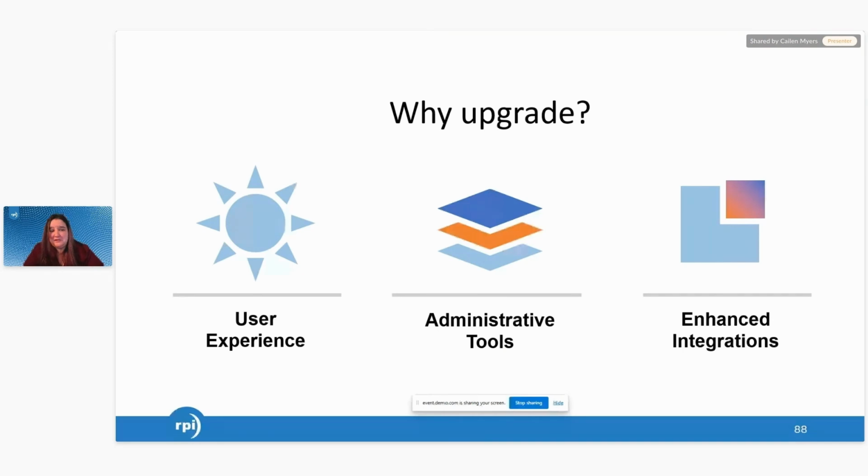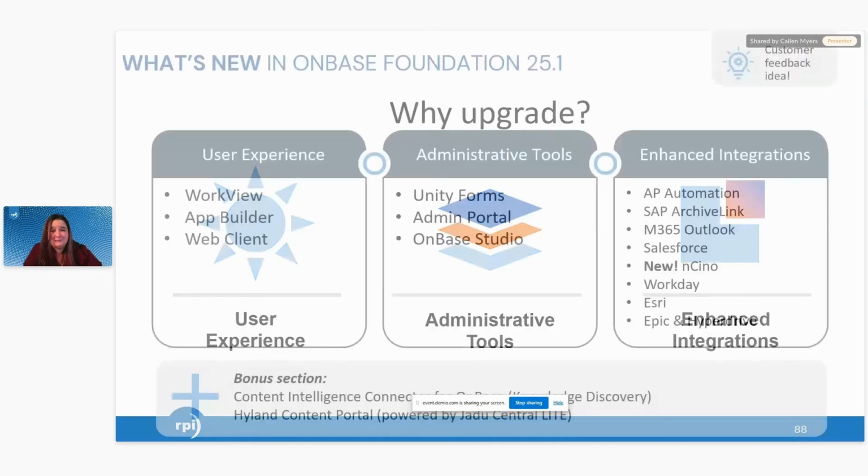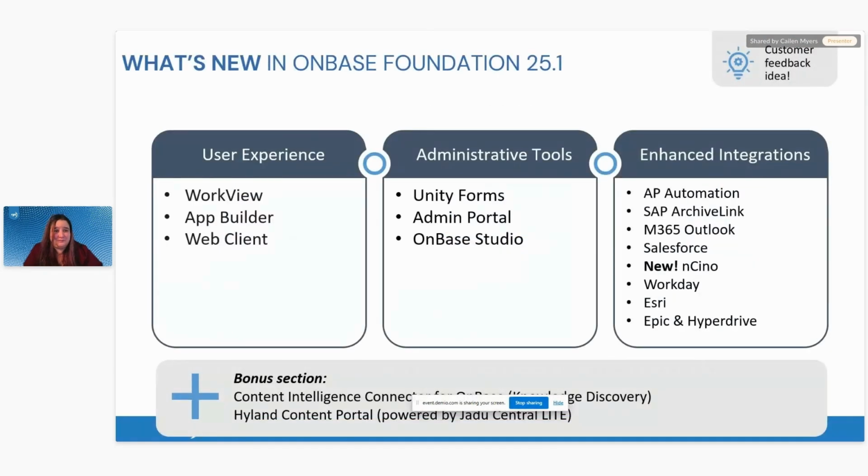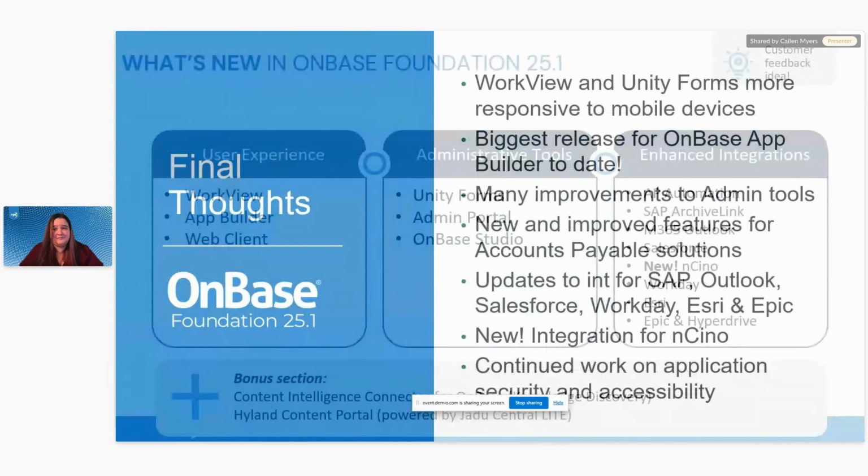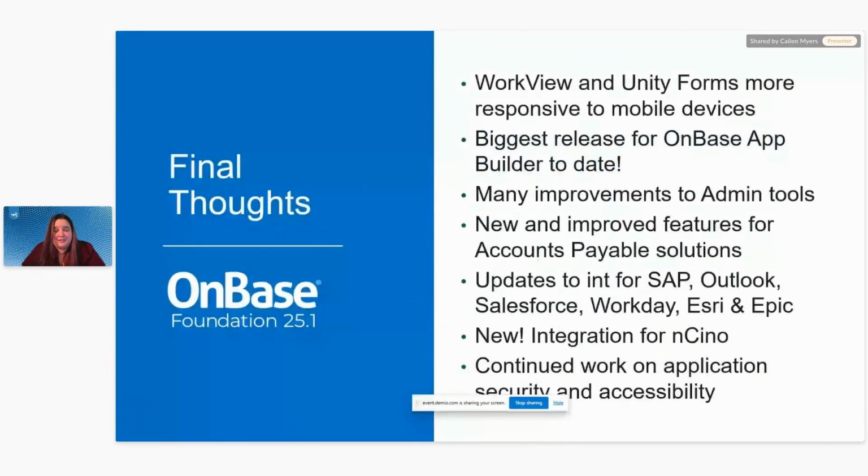So why upgrade? We've already talked about some of these items: user experience, the administrative tools, and those enhanced integrations. Taking a little bit of a deeper dive into some of those items that we discussed, there's many reasons to upgrade. Just to recap a few of them: our WorkView, our Unity forms, those big releases to the OnBase App Builder, the improvements to our admin tools, new integrations, and so much more.